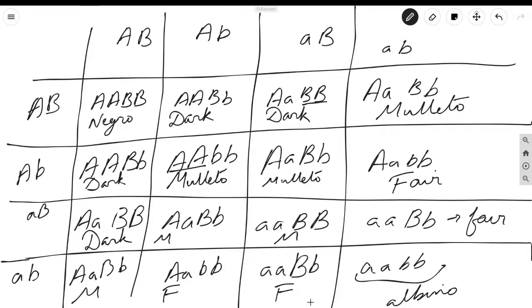So what kind of ratio are you getting? The ratio I think you are getting is 1 is to, how many dark are you getting? 1, 2, 3, 4. 1 is to 4. Then how many mulatto are you getting? 1, 2, 3, 4, 5, 6. 1 is to 4 is to 6. Then again fair: 1 fair, 2 fair, 3 fair, 4 fair. 4, and 1 you are getting albino.